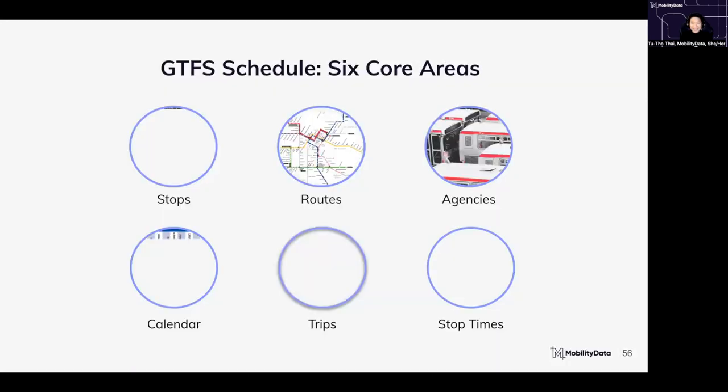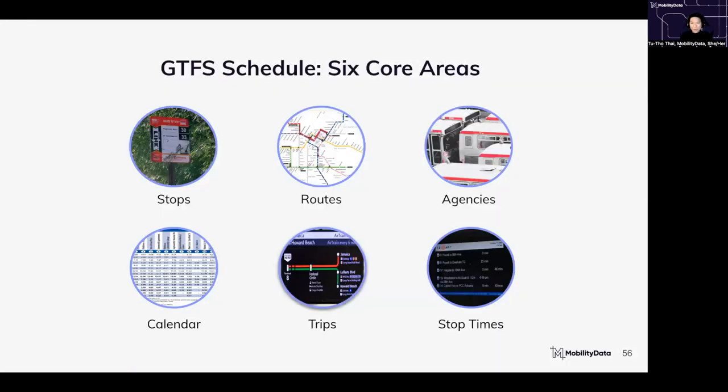Now, the core areas of GTFS, six core areas that represent the minimal files that you need in a GTFS feed. First, it started with the description of the stop location. Based on the stop, then the different routes, so something that is a combination of stops. You also have in GTFS schedule core areas the agency details, for example, how to phone them, the name, the commercial brand, and so on.